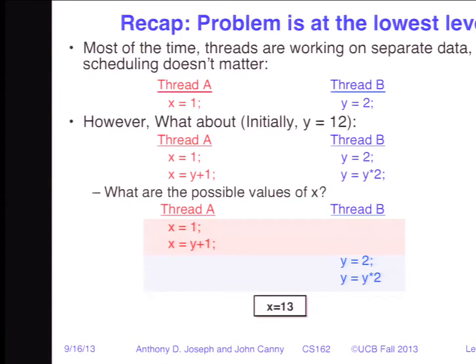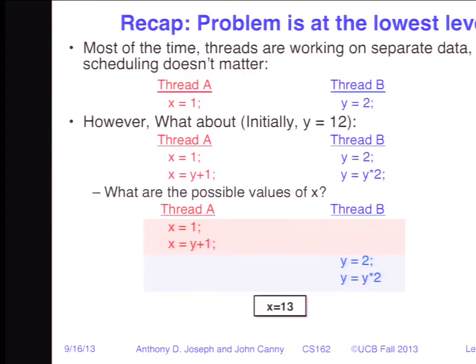OK, so if instead we do have threads that are operating on shared state, even if it is just to read that shared state, we can have a problem. So here we have two threads. Initially Y is set to 12, and thread A sets X to 1, and then sets X equal to Y plus 1. Right? So it's reading Y and adding 1 to it, and storing it into X. Thread B is taking Y and setting it to 2, and then it's setting Y equal to Y times 2.